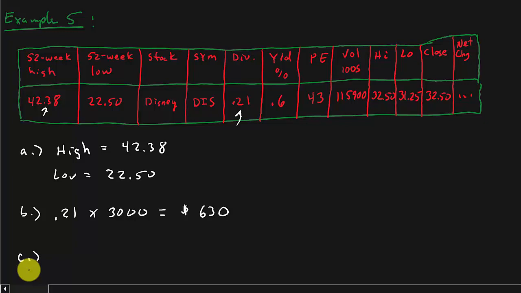To find the annual return for dividends alone, we look under this column right here. All right, so that's the percent yield. What we have in there is 0.6 as a percent. This means the dividends alone gave Disney investors an annual return of 0.6%. Okay, that's the annual return.